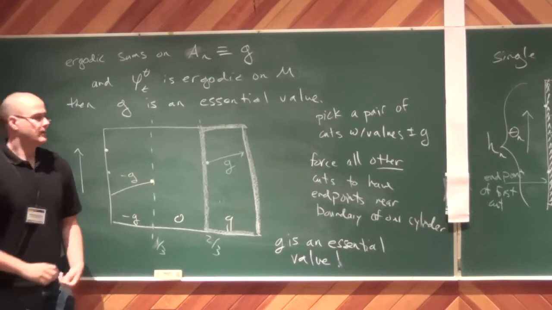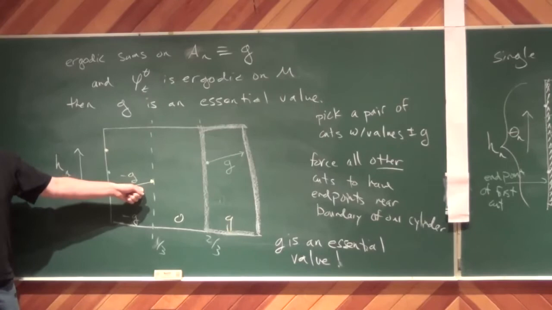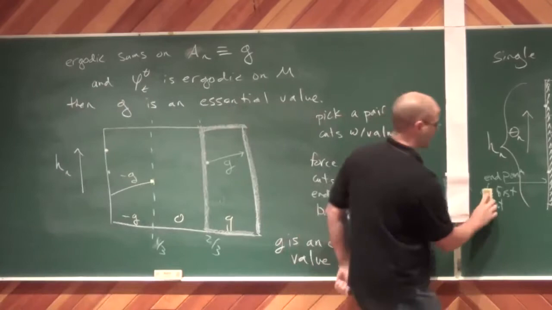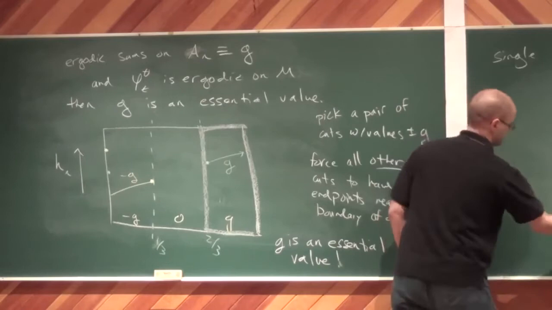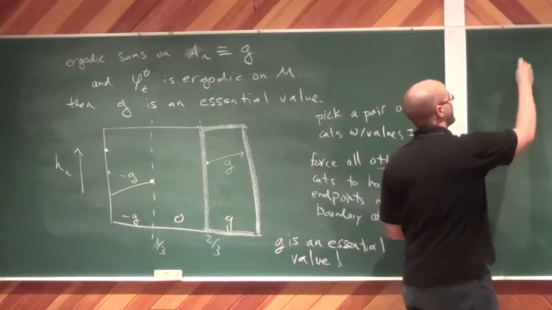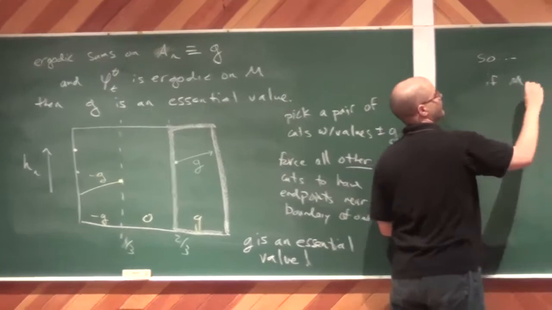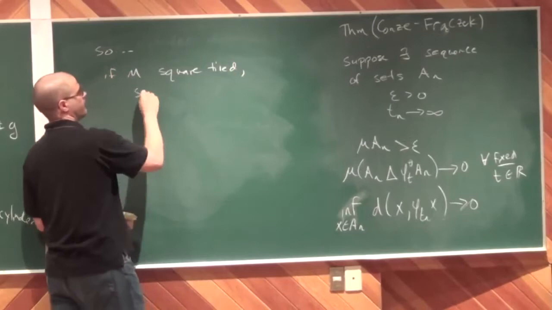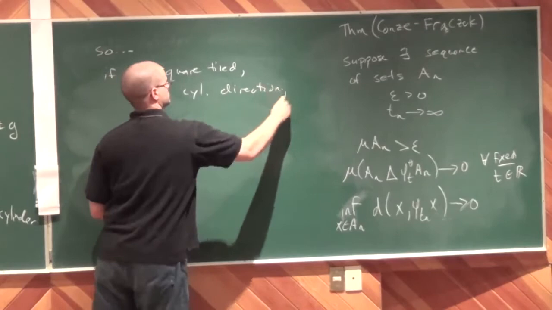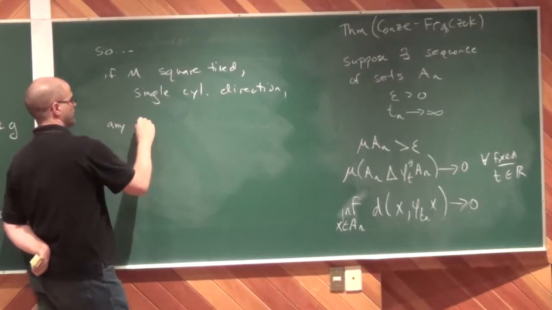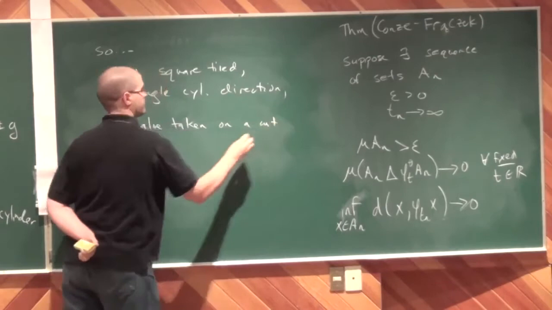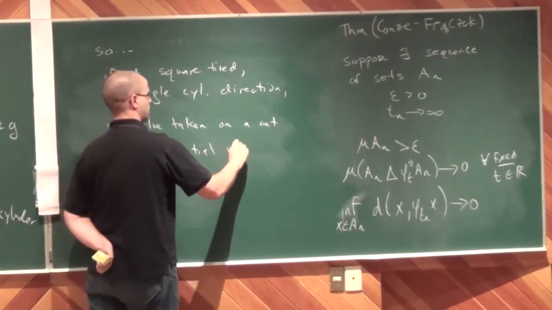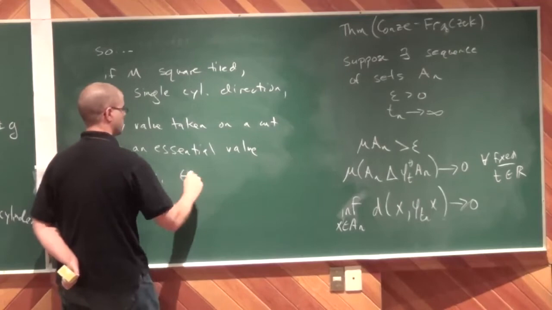So what was special about the cut that we chose to do last? Absolutely nothing. For each one of our pairs of cuts, we can do this process. And we conclude that if M was square tiled with a single cylinder direction, then any value taken on a cut is an essential value of the infinite skew product for almost every theta.